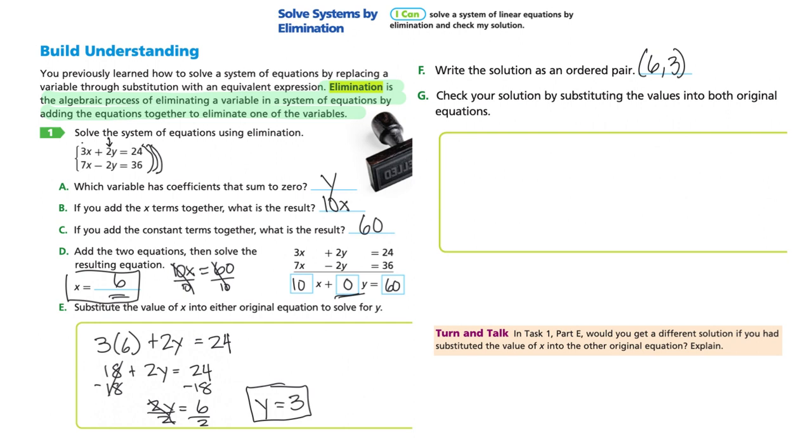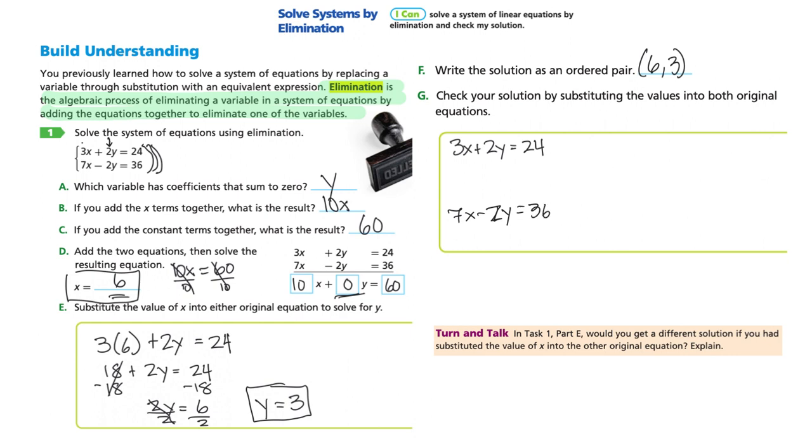Check your solution by substituting the values into both original equations. So let's write those down. We have 3x plus 2y equals 24. And then I also have 7x minus 2y equals 36. We'll remember that it's a 2.